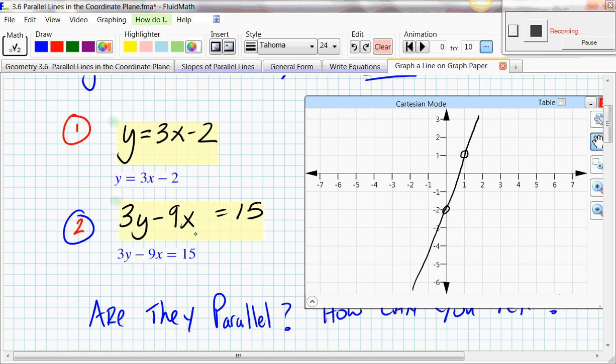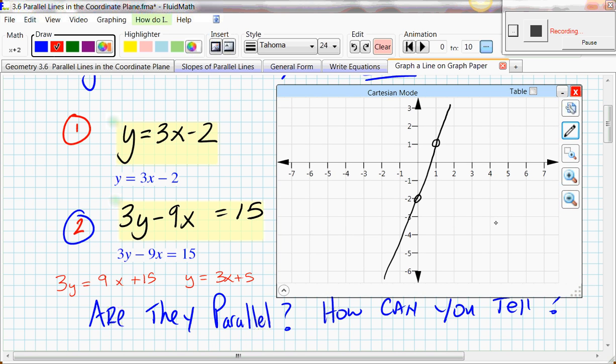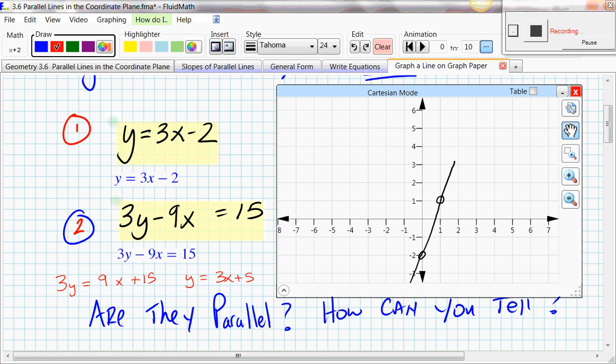And then for this one, this is not in slope-intercept form, so I can make it into slope-intercept form. So I can just change that real quick and say 3y equals 9x plus 15. So therefore, y is equal to 3x plus 5 when you divide both sides by 3. So in this case, I'll go up to 5 now, so I had to move my graph around. Let's go up to 5. And then the slope is going to be up 3 and over 1.